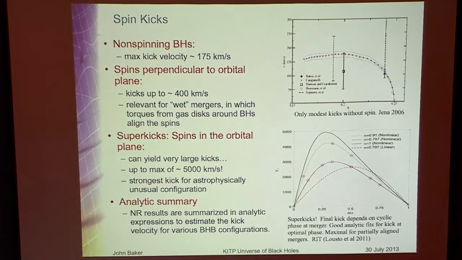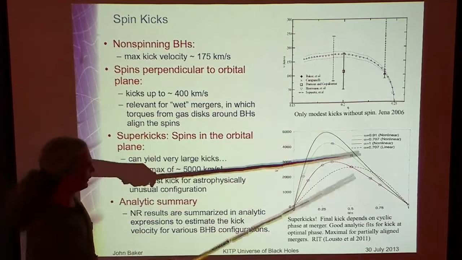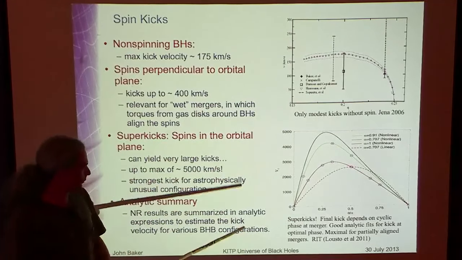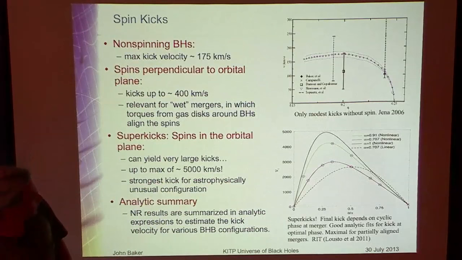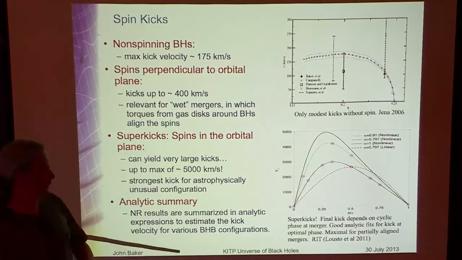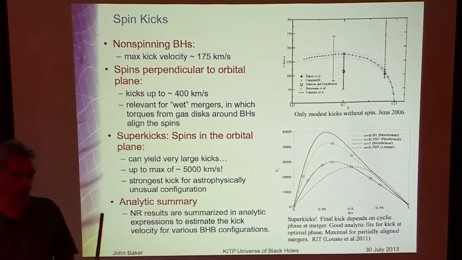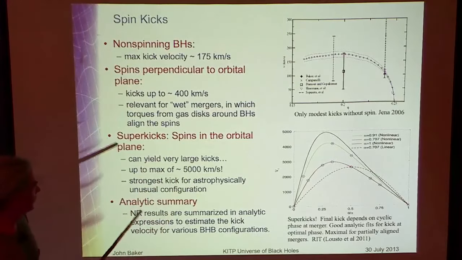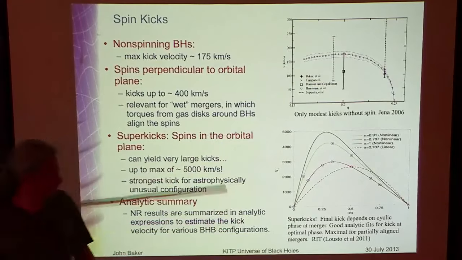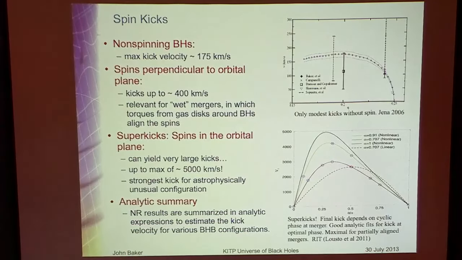Here's a relatively recent result from one of the groups that's done the best work on this, the RIT group. This is a plot including the fits for exactly what kind of kicks you get out. I know some people in the room have used these fits in various papers. Kicks are now believed to be possible up to about 5,000 kilometers per second, depending on the configuration. The maximum kick is with partially, almost aligned spin directions, but still not too collinear. It is a function of q, and there's a coefficient on the spin kicks that depends on q.